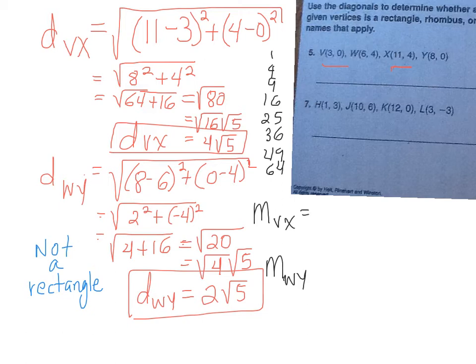So the difference of y's, what do you want to put first? Difference in y, so it's 4 minus 0, over the difference of x's, which is 11 minus 3. Yes. So that would be 4 over 8, which is 1 half. And for WY, that would be 0 minus 4 over 8 minus 6.